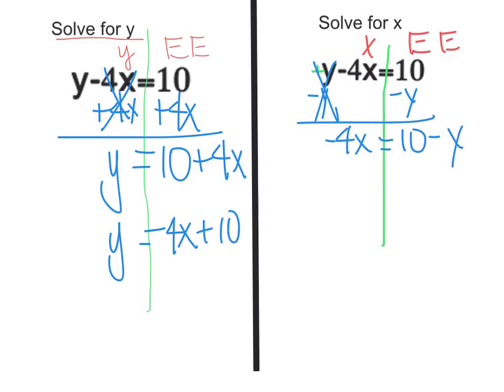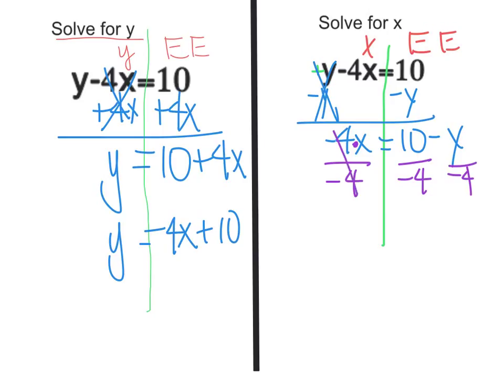So my x is still not quite by itself. Recall that when you have negative 4x, a number and a letter together, they're multiplied. When you have a coefficient and a variable, there's a multiplication symbol there. So to undo something that's multiplied, we do the opposite of multiplication, which is division. When we divide, it's very important to note that we divide everything.